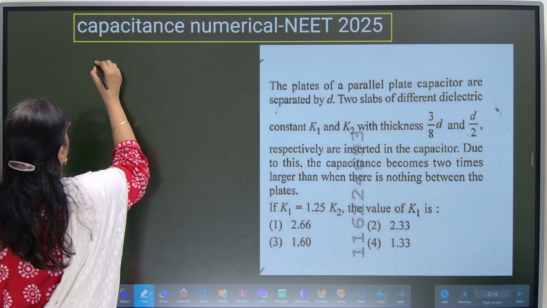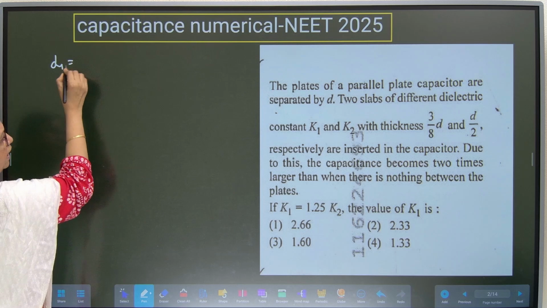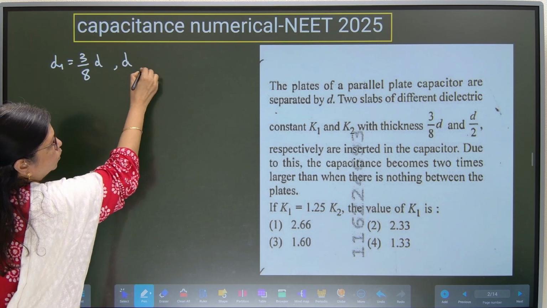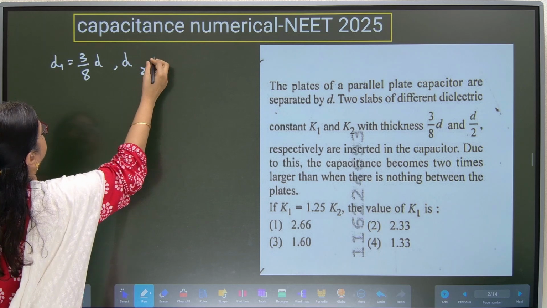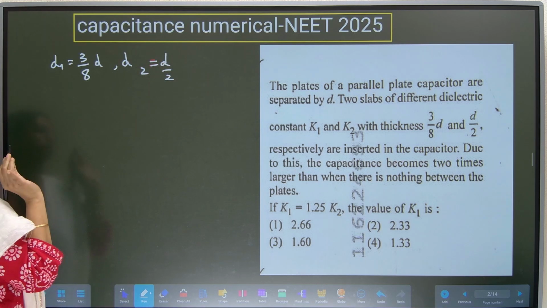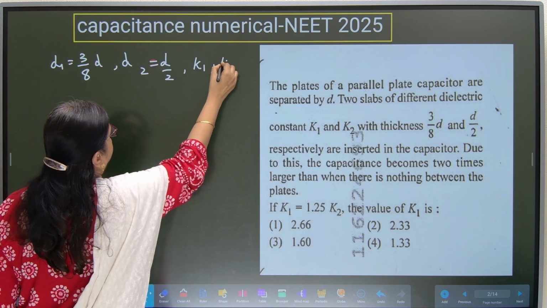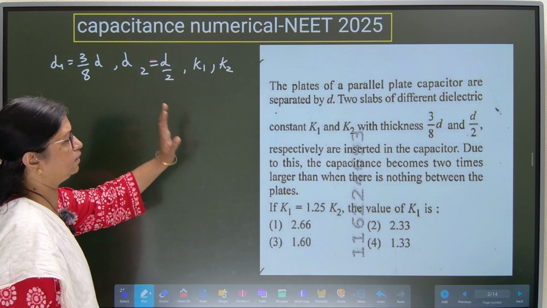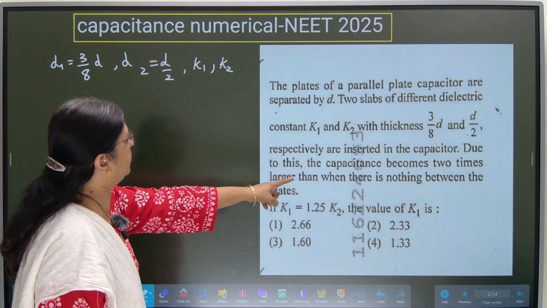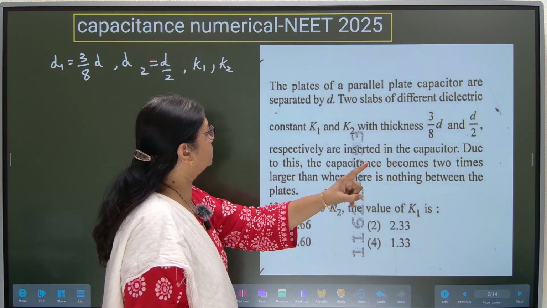So here you have d1 is equal to 3 upon 8 d, d2 is equal to d upon 2. Okay, this is what is given to you, and there are K1 and K2 slabs, dielectric slabs fixed in between the plates. Fine. Due to this, the capacitance becomes 2 times larger than when there is nothing between the plates.